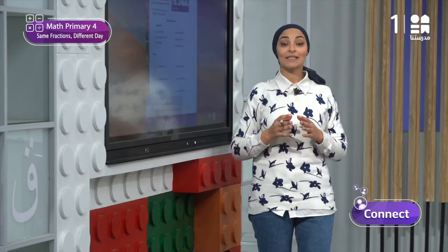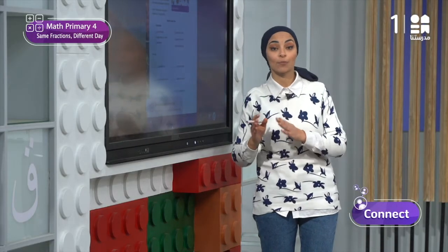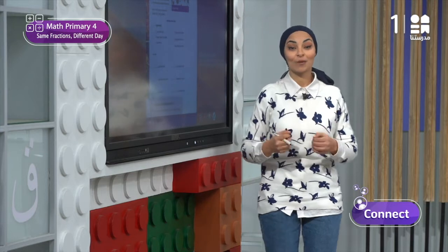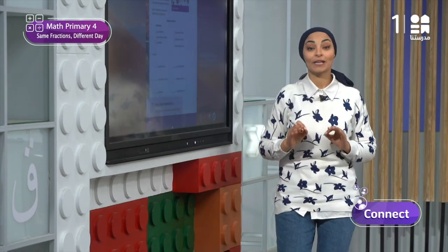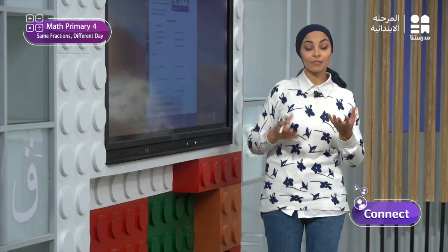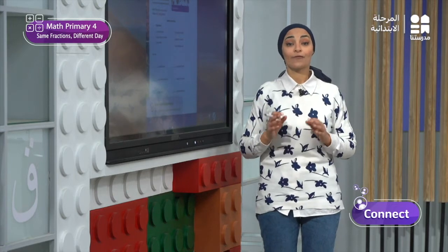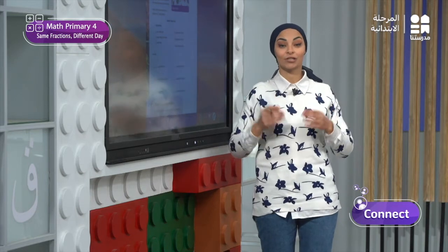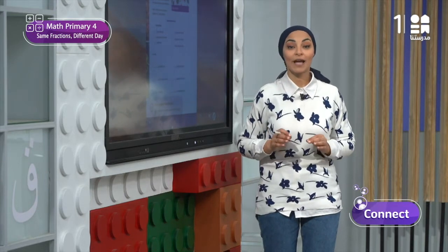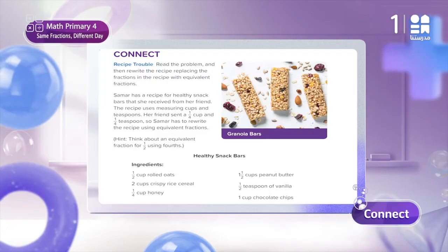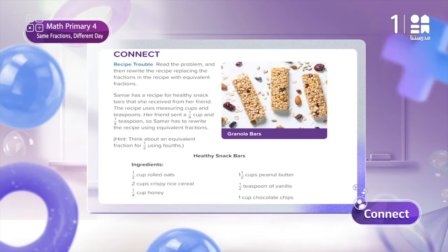Now Summer has a recipe for healthy snack bars. She got this recipe from her friend. The recipe uses measuring cups and teaspoons. Her friend told her that she will need a quarter cup and also a quarter teaspoon. So Summer has to rewrite the recipe using equivalent fractions.